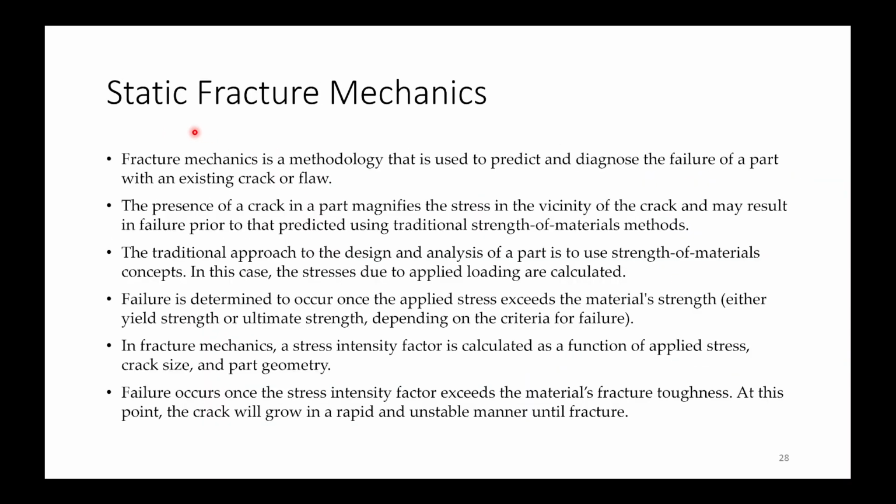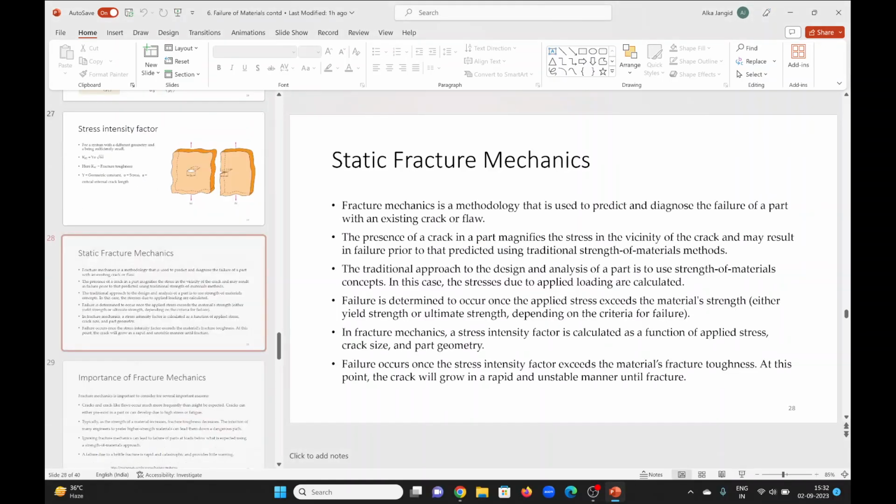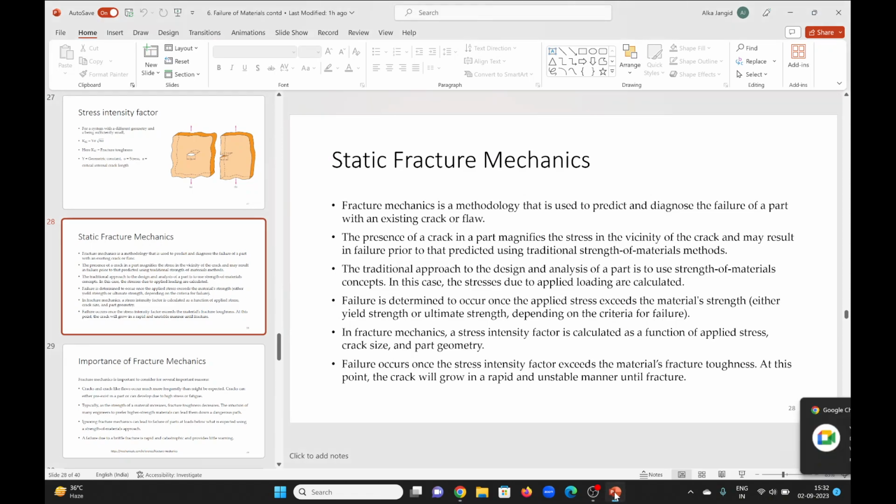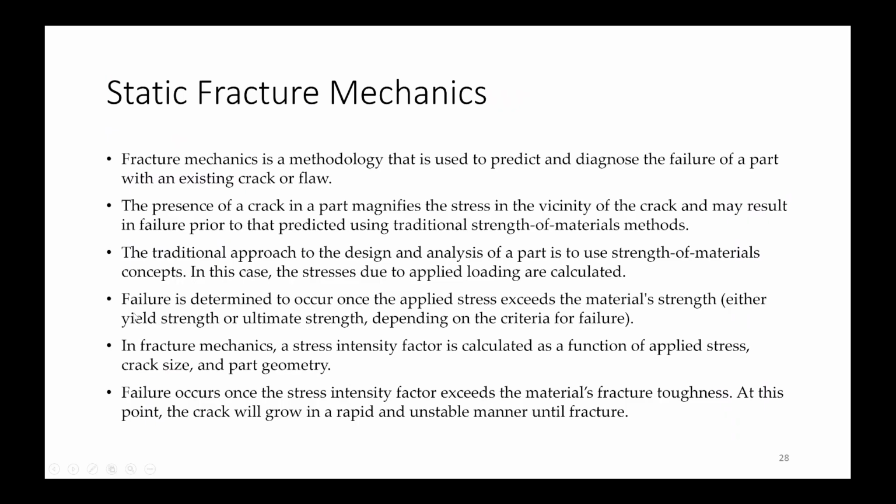Okay, moving further to static fracture mechanics. Now, fracture mechanics is a methodology that is used to predict and diagnose the failure of a part with an existing crack or flaw. Here we'll be assuming there are already cracks or flaws existing. The presence of a crack in a part magnifies the stress in the vicinity of the crack and may result in failure prior to that predicted using traditional strength of materials methods. Now, the traditional approach to the design and analysis of a part is to use strength of materials concepts. In this case, the stresses due to applied loading are calculated. Failure is determined to occur once the applied stress exceeds the material strength, either yield strength or ultimate strength, depending on the criteria of failure.